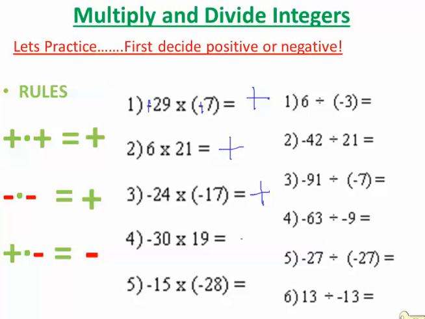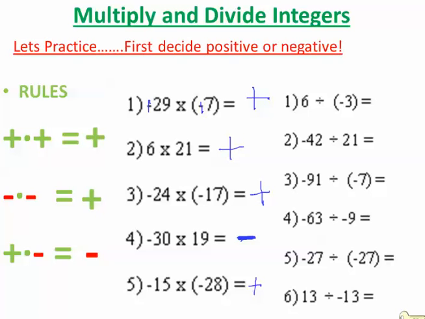The answer is going to be negative because there's one negative in there. And by the way, it doesn't matter that 30 is larger. The negative sign could be on the 19. My answer would still be negative. When we're combining integers, it matters which is larger. When we're multiplying, it doesn't. Negative times a negative here is a positive.